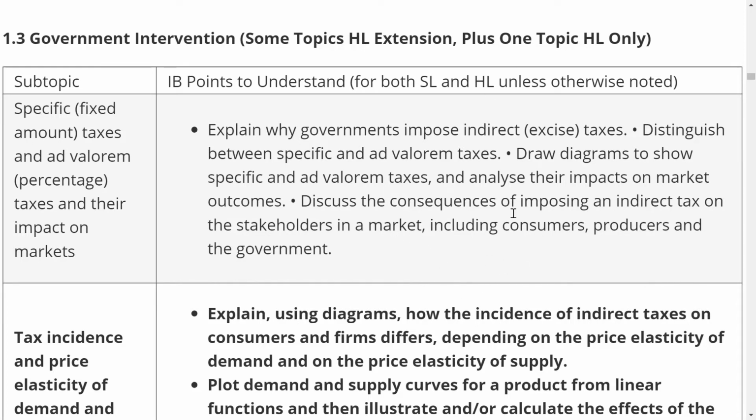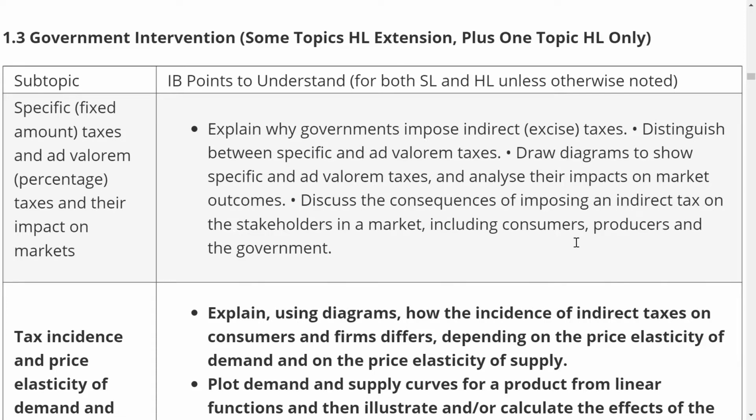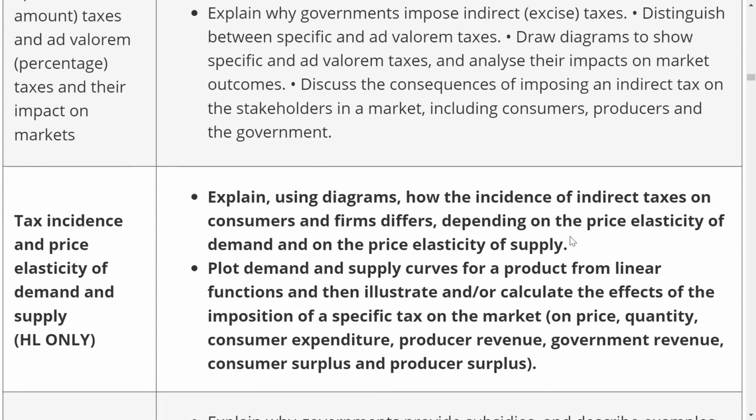And you have to be able to understand this, differentiate between a specific tax and ad valorem tax within the indirect tax brackets, as well as be able to understand the graphing behind it, and be able to graph specific tax and ad valorem tax, okay?